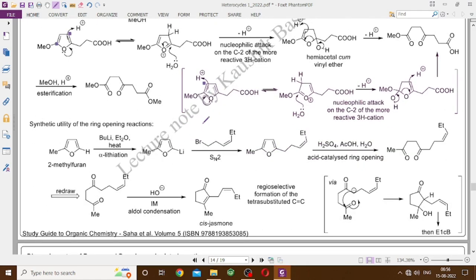Now these ring opening reactions have been found to be useful on many occasions. Say for example, we take 2-methylfuran. If you treat it with butyl lithium in presence of dry ether, then this acidic hydrogen will be abstracted.